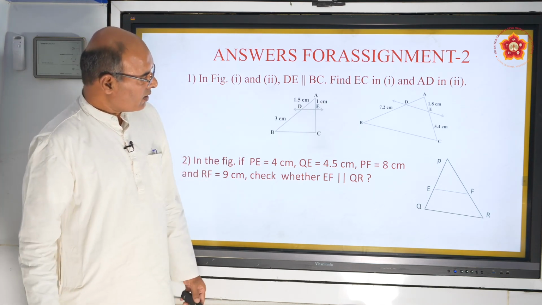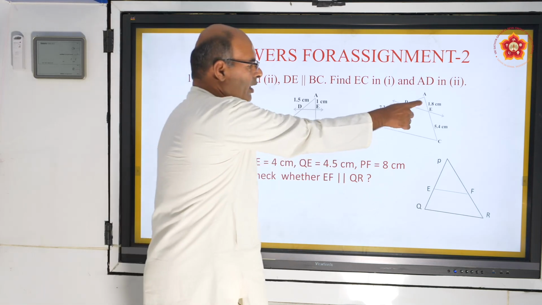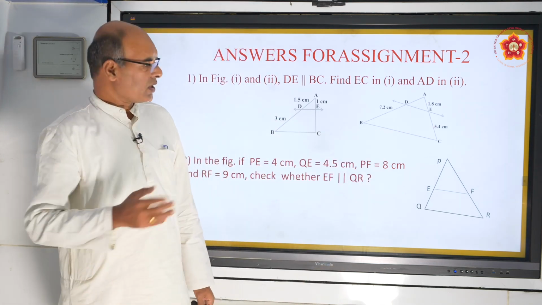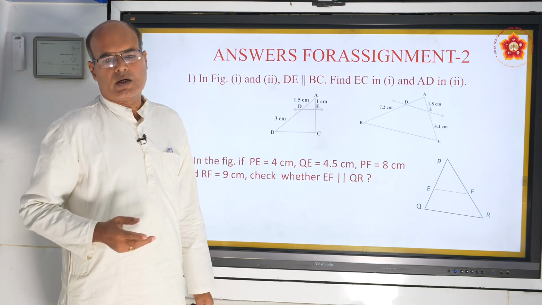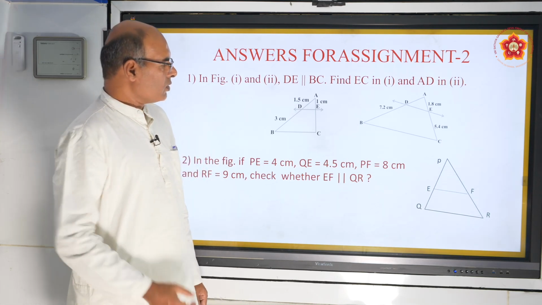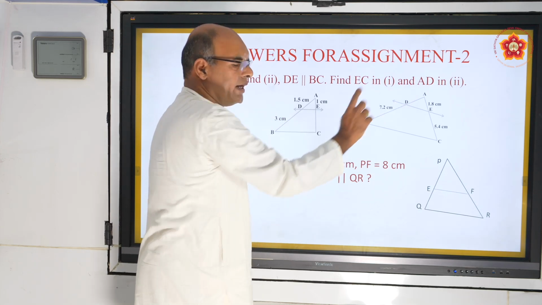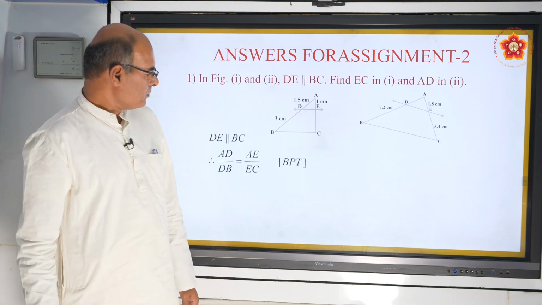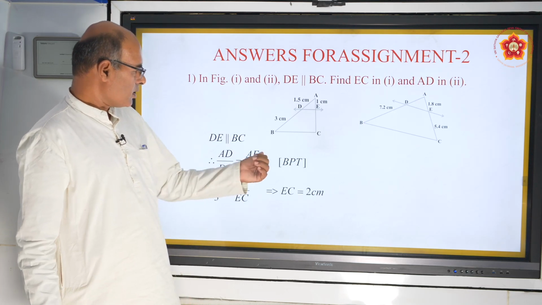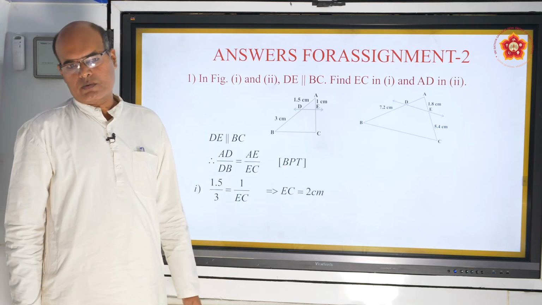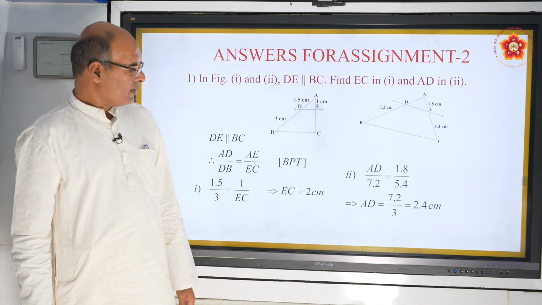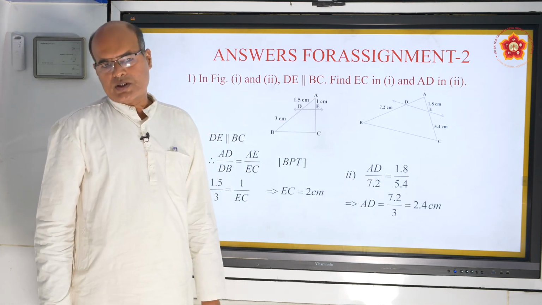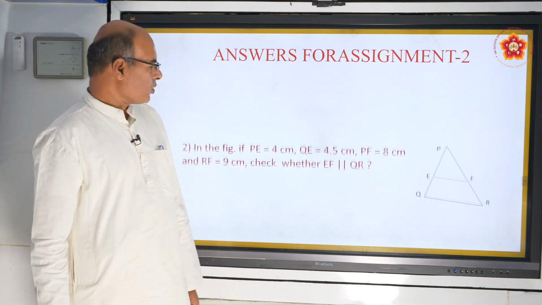In the same way, in the second, 1.8 and 5.4. So it is 18 and 54, which is a 1:3 ratio. Therefore AD must be 2.4. Let's look at the answers. Yes, EC is 2 centimeter for the first question, and for the second question, AD is 2.4 centimeter. Let's go to the second question.